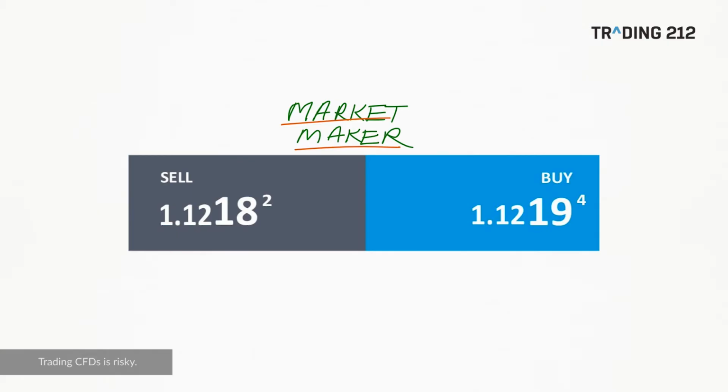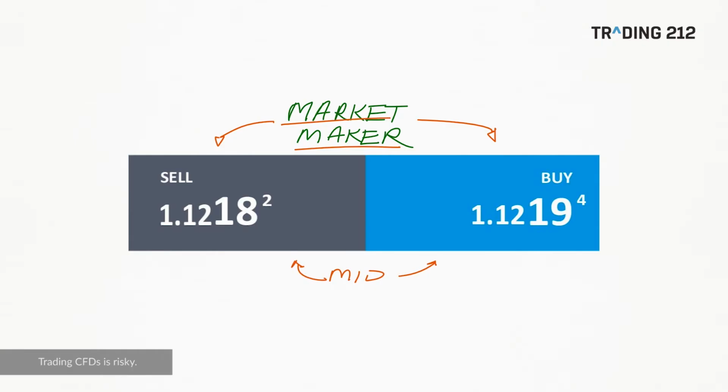One way that a market maker may turn a profit is from the spread that they quote. So let's just take a look at a very simplified example to try and illustrate this. Let's say that this is a market maker and this bid offer quote that we've already been looking at is the bid offer spread that they're quoting.